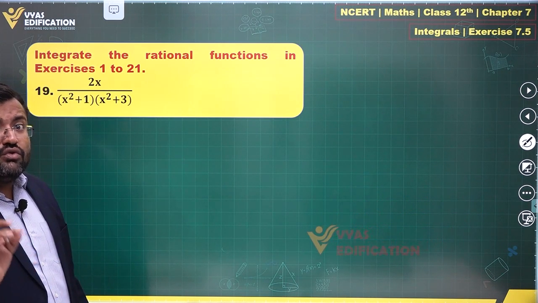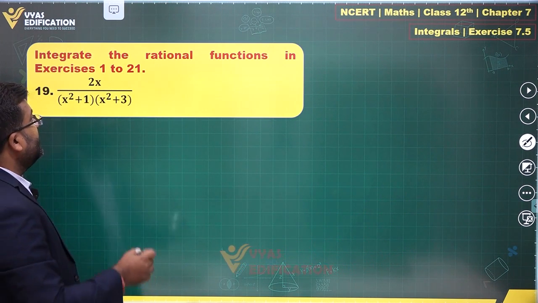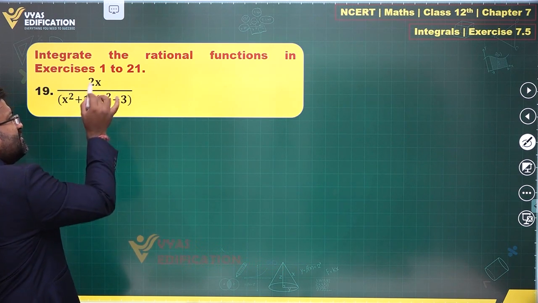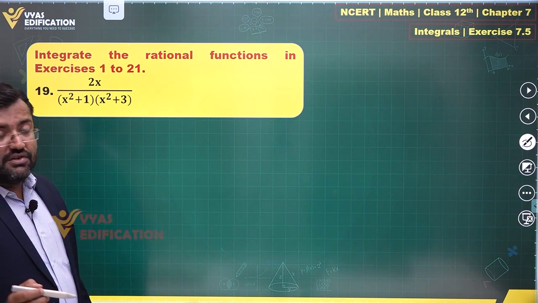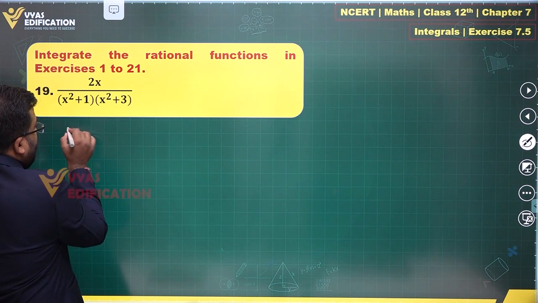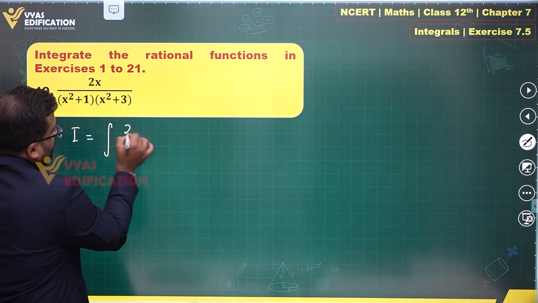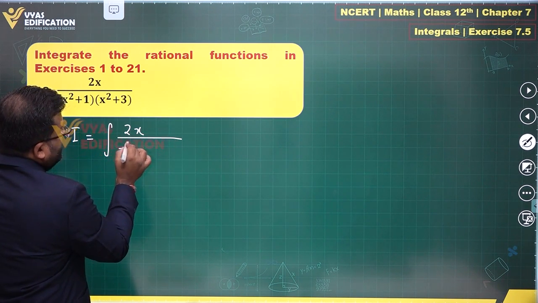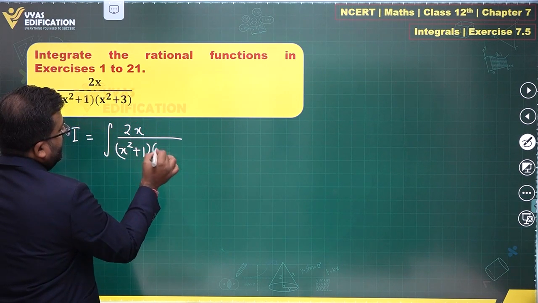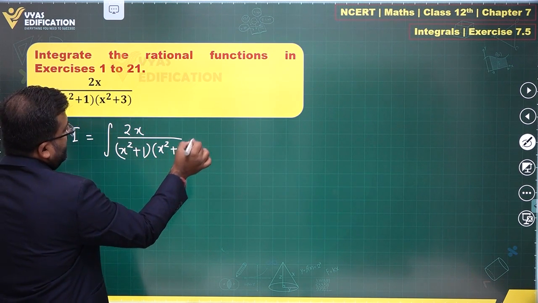Yes. A few questions back, you had sin x in the denominator and cos x in the numerator, right? What did you do? You used a substitution, right? So if the derivative of this expression throughout is present over here, that will help us, right or not? Yes. So I is equal to the integral of 2x upon (x² + 1)(x² + 3) dx.